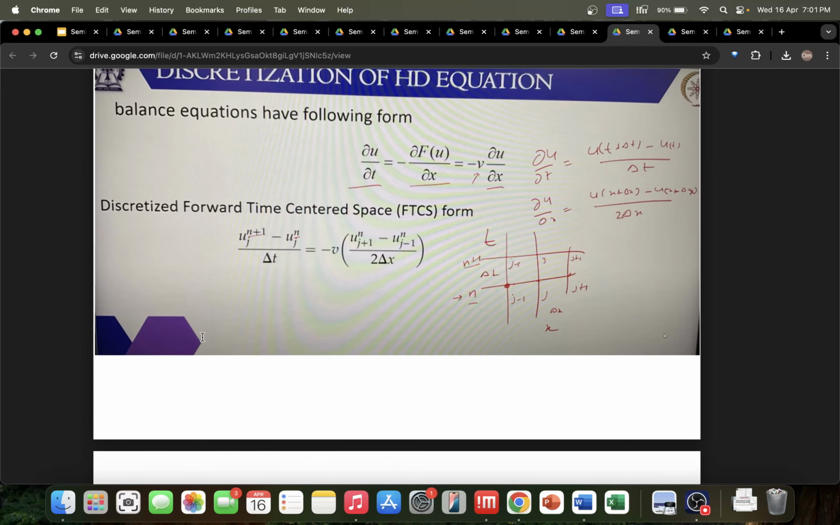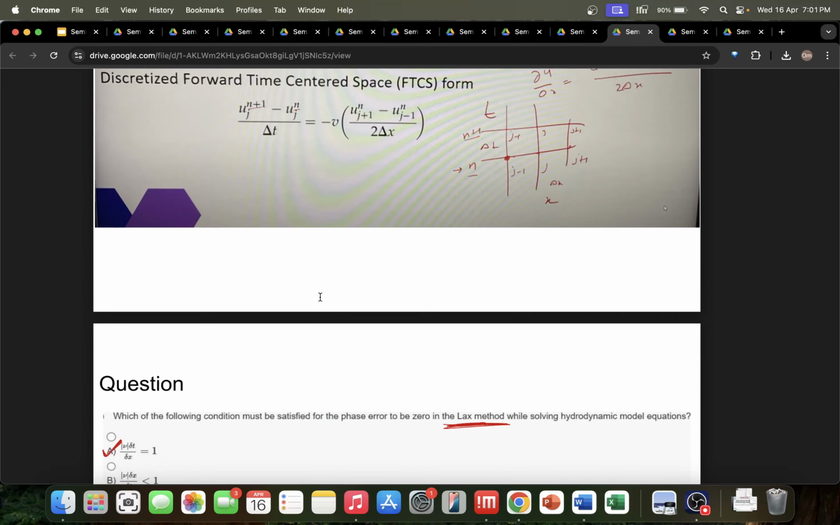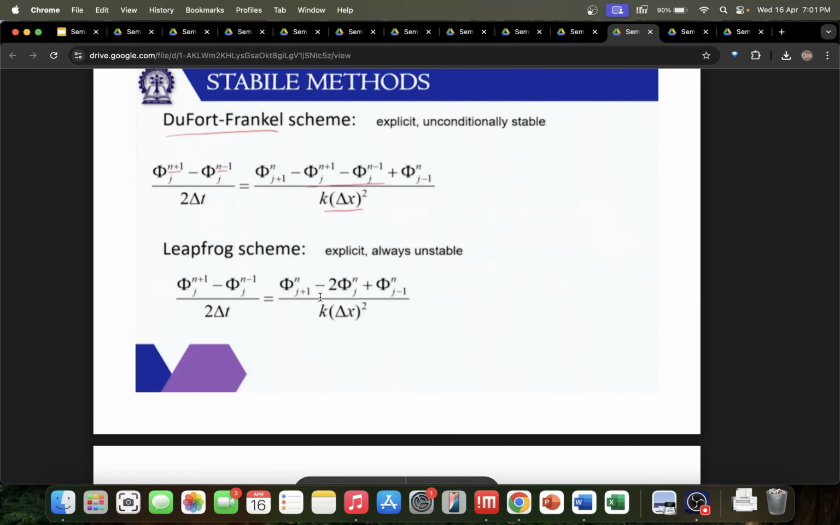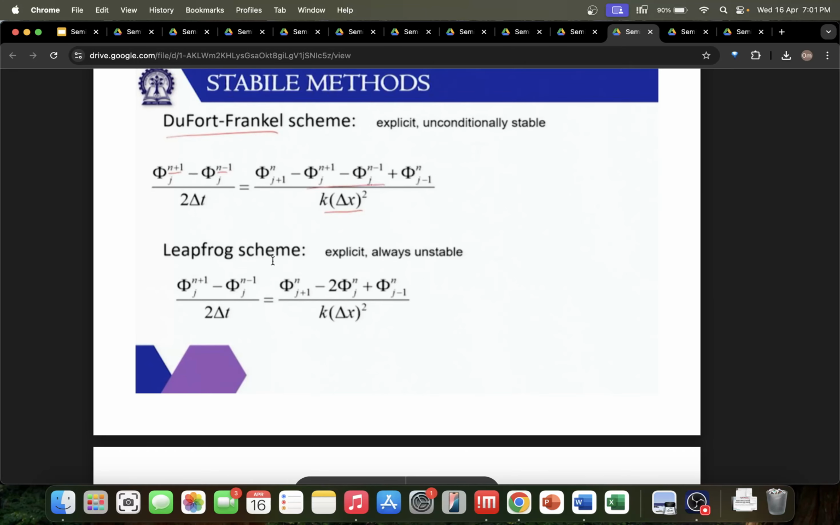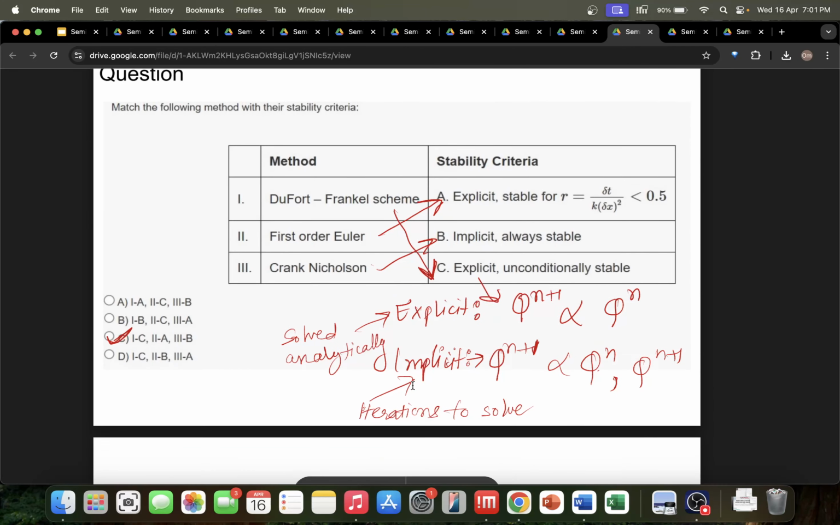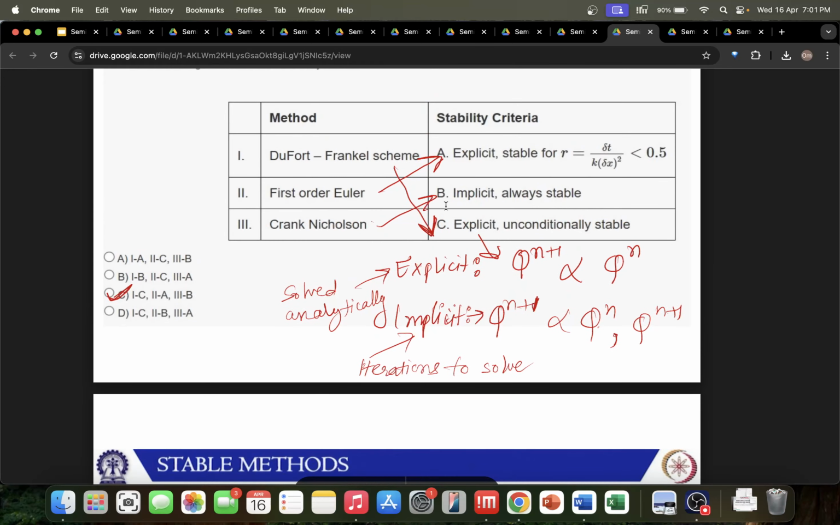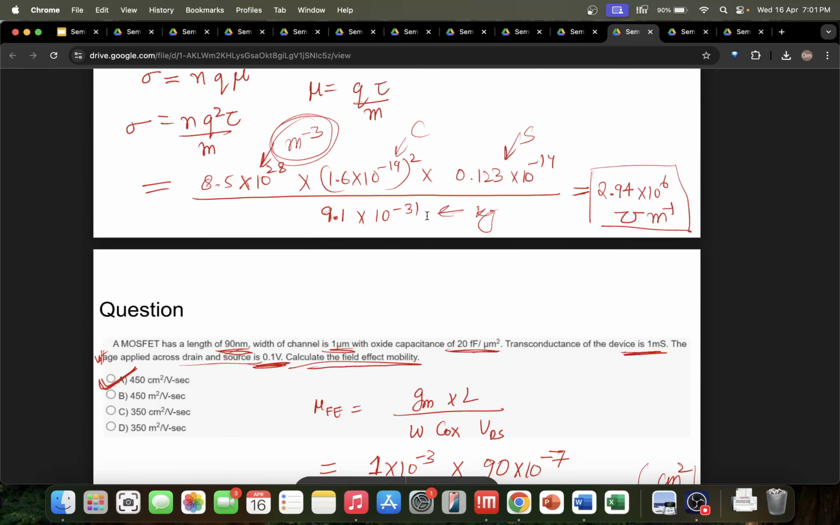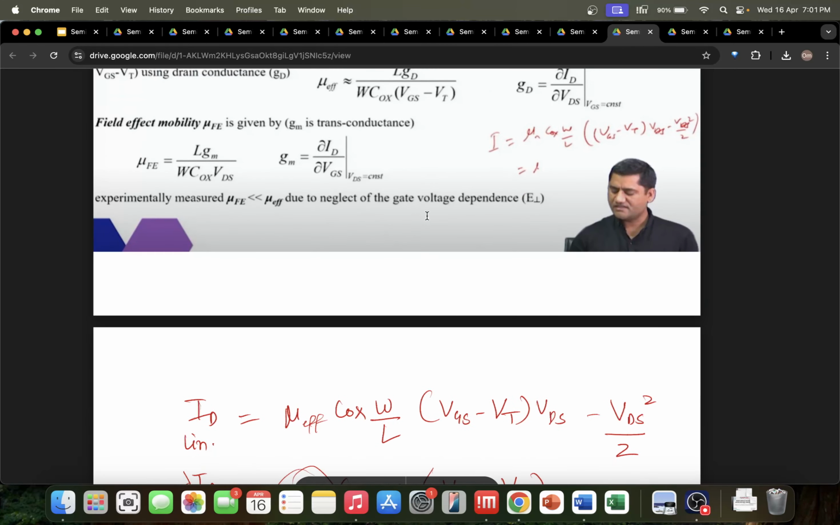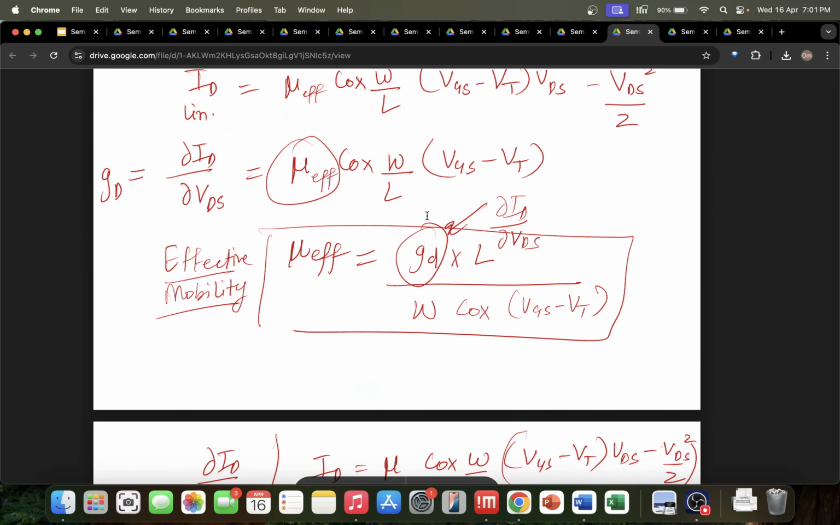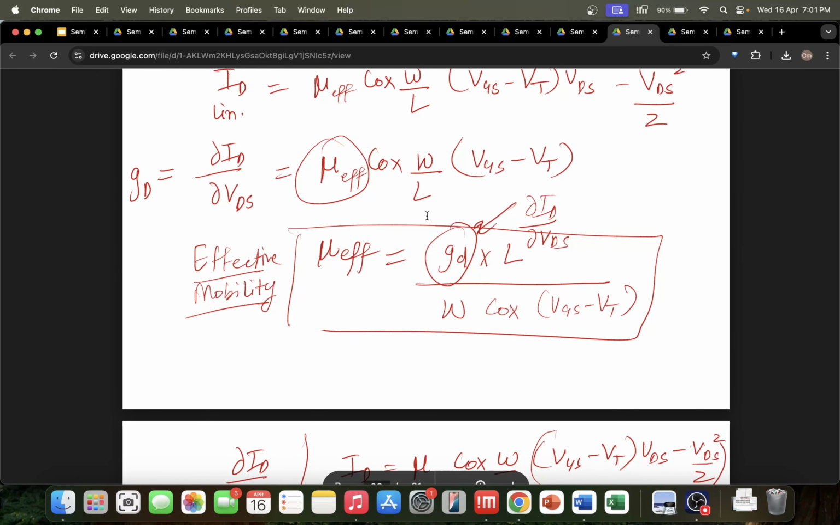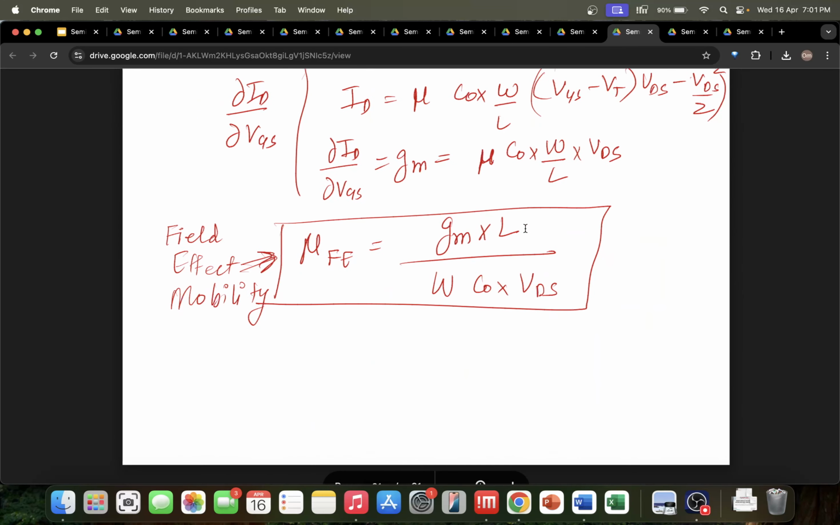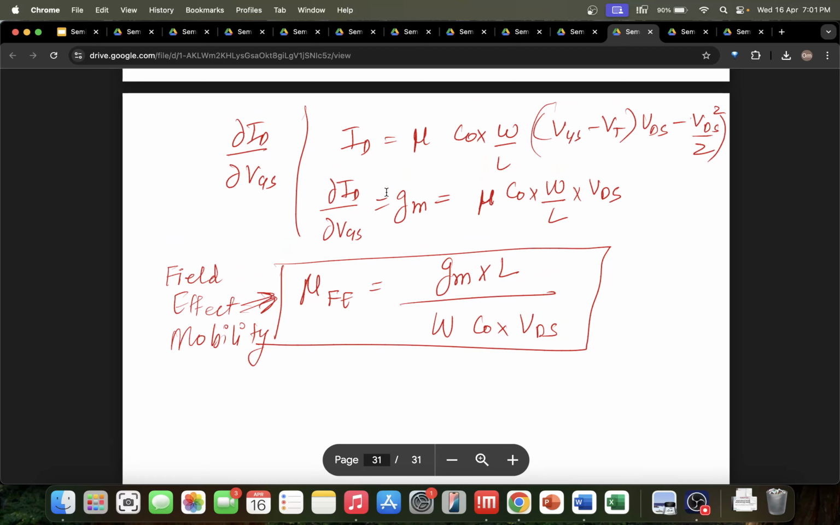Again, discretization of the hydrodynamic equation, different kinds of numerical methods, where there are stability criteria for all those. The Q4 triangle scheme, the leapfrog scheme, which are explicitly stable or implicitly stable. Effective mobility, how it is derived from the linear current equation, field effective mobility.